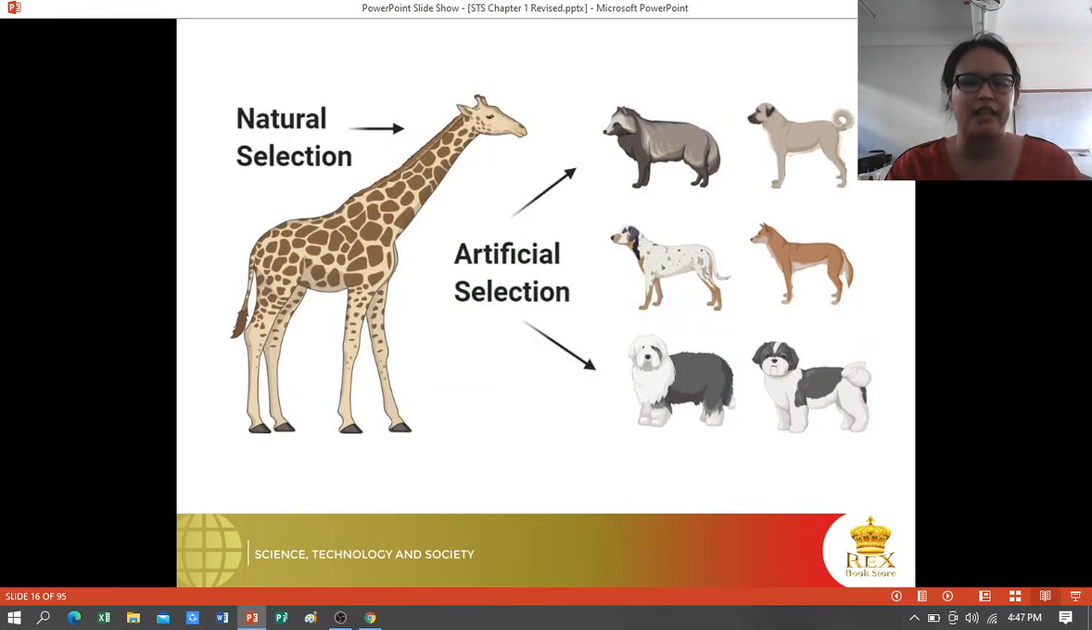Okay? And then another. Okay. So, now we have natural selection. Natural means natural. Okay? It means that nature is controlling what is happening. But there is also what we call artificial selection. So, what does artificial selection mean? Like, for example, the dogs.